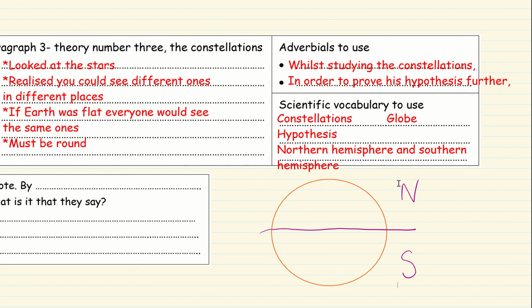So obviously the stars in my northern hemisphere, so up here, are going to be different to the ones that I'm seeing in my southern hemisphere down here. So that might be a nice way to explain that using those vocabulary.